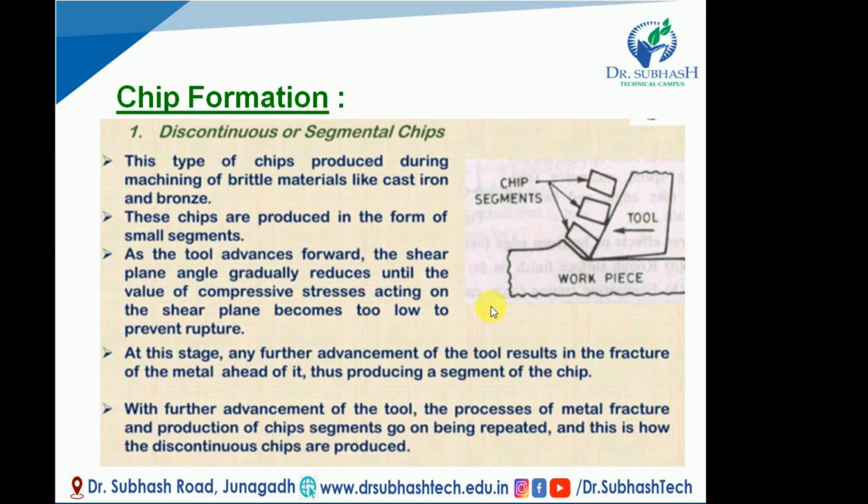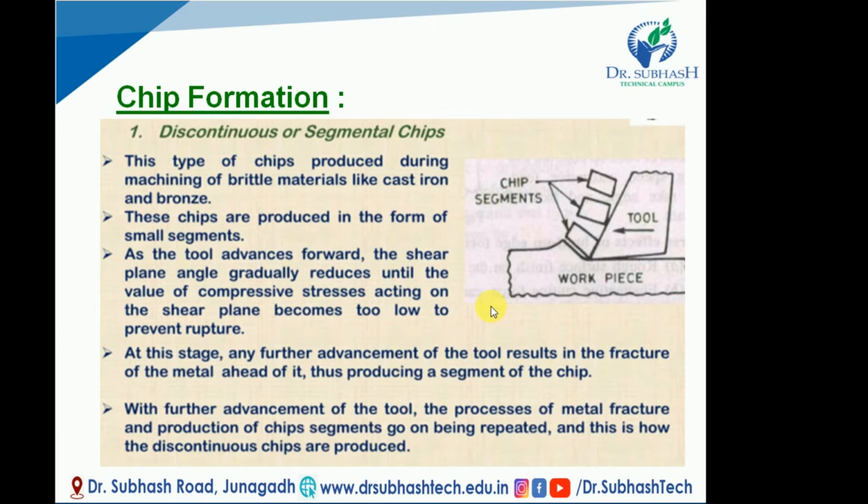Discontinuous chips tend to be formed when one or more of the following conditions exist: if it is a brittle material, such as cast iron, bronze, etc. Second, the chip thickness is large, the cutting speed is low, and the rake angle is also small.